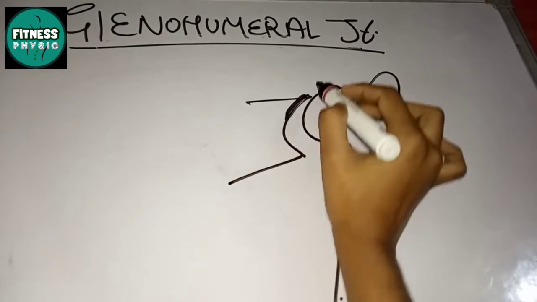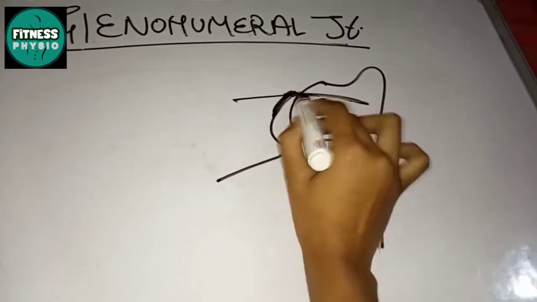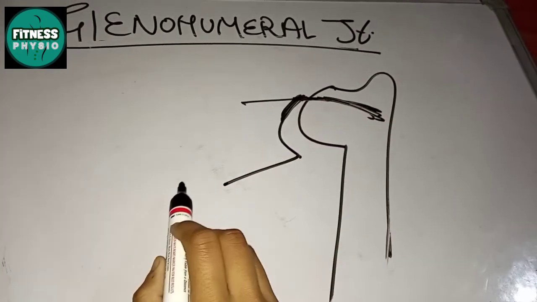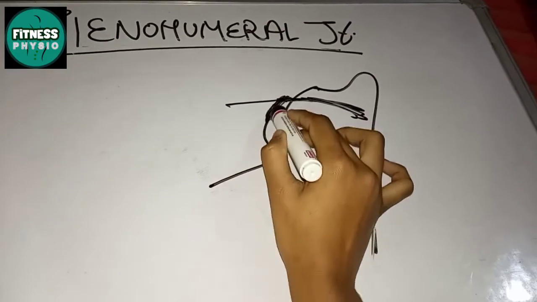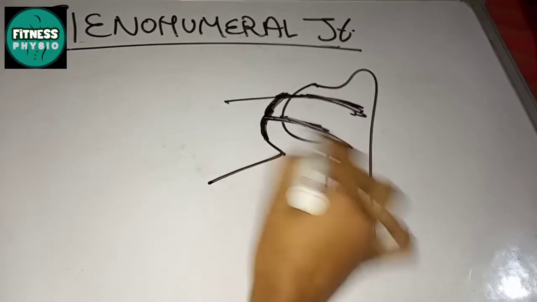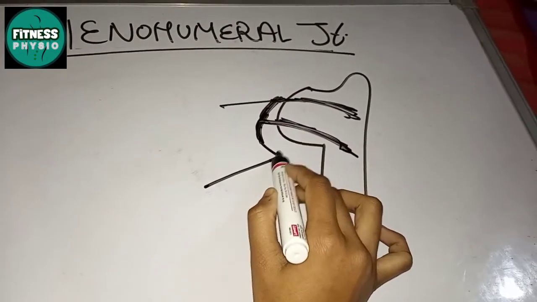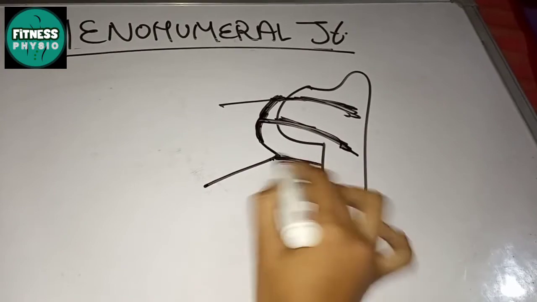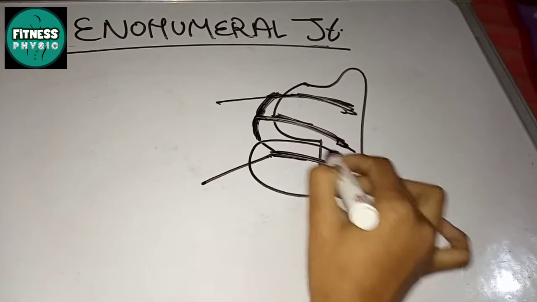The superior GH ligament attaches from your glenoid labrum to the upper neck of your humerus. The second ligament is your middle GH ligament. It attaches from your glenoid labrum to the proximal part of your humerus. Now the third ligament is your inferior GH ligament. This ligament is very special.